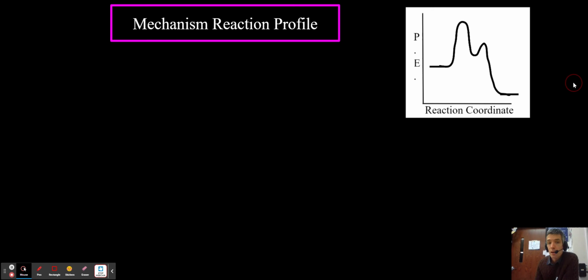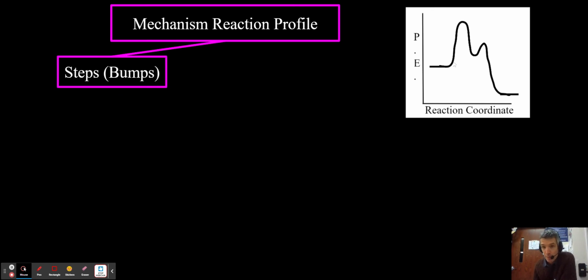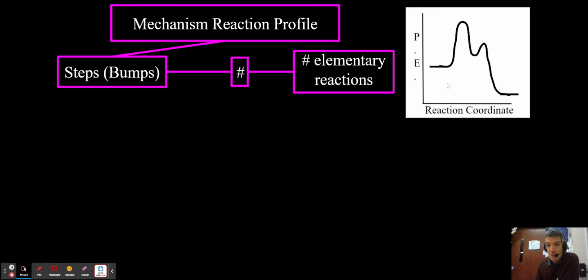Now, I want to break this down even more and talk about the steps. A step is up and over a hill. This has two steps, and that tells us that there are two elementary reactions going on in this mechanism. I've got one bond being broken and made, and then a new one being broken and made, or one bond being made and another bond being made. You'd have to look at the actual mechanism.